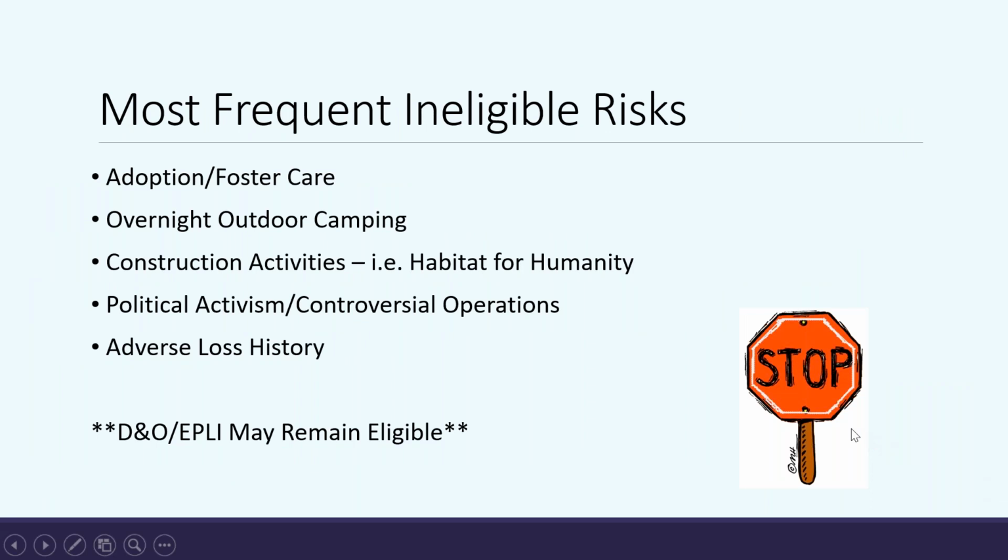So we talk about a lot what we can do, and at USLI, these are some different things we can't do. Again, CID could have another option for you, but at USLI, as far as the ineligible risks, the ineligible exposures, we're not going to be doing human adoption foster care. We can do animal adoption foster care, but just not human.